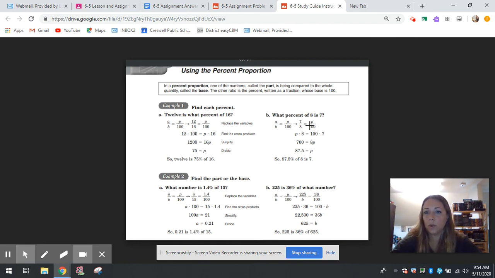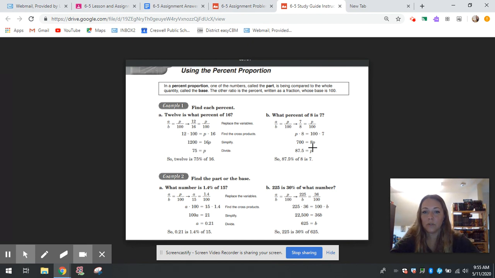The next problem says what percent of 8 is 7. So we've got to figure out what the percent is. So we write P or X or whatever variable you prefer out of 100 equals 7 out of 8. And then you cross multiply. You get 8 times P on one side equals 100 times 7 on the other side. They flipped it around on you, instead of just going straight down like we usually do. But anyways, you get 100 times 7 is 700 equals P times 8, same as 8 times P.